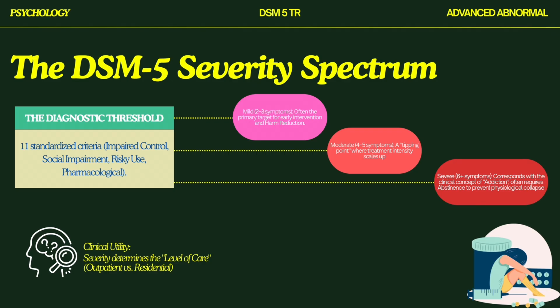For someone with mild disorder, perhaps experiencing cravings and using in risky situations, harm reduction strategies like moderation management or controlled use can be highly effective early interventions. However, as the diagnosis moves toward the severe end of the spectrum, where physiological withdrawal and total loss of control are present, abstinence often becomes a medical necessity to ensure the patient's safety and long-term stability.